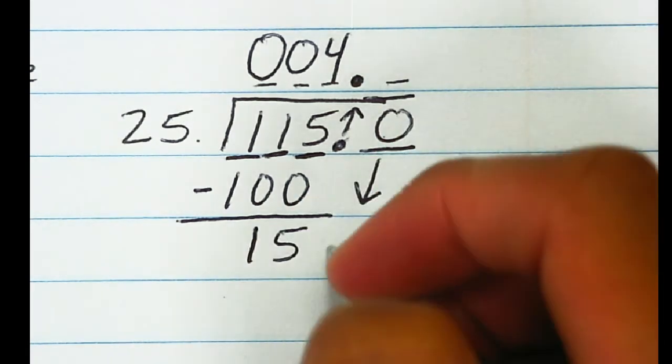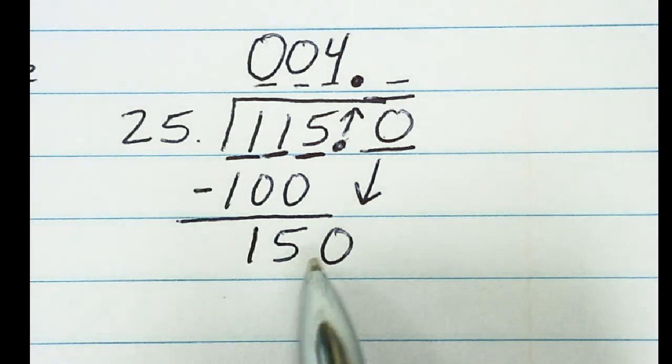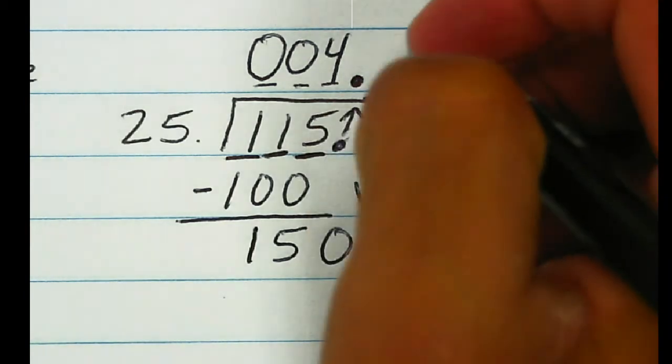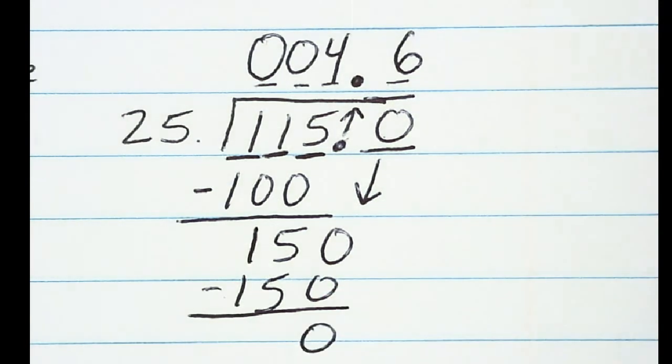Then I'm going to bring my other 0 down, and I have 150. So how many times can 25 go into 150? So that's like asking, how many quarters does it take to make $1.50? Oh, I believe the correct answer is 6, sir. Yes, sir, it's 6. So 25 times 6 is 150, and I'm all done. Okay, so my answer is going to be 4.6.